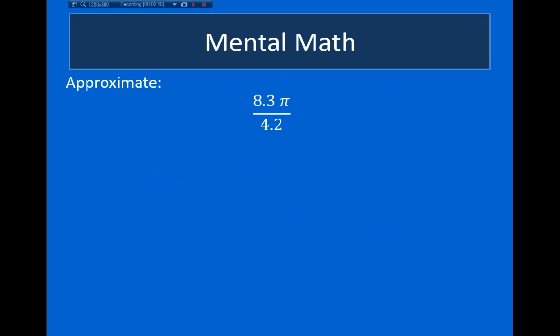So let's go ahead and consider a simple example. We're asked to approximate this value here. So again, we'll just round. 8.3, we'll round that to 8. Pi, we round that to 3. Denominator here, we'll round that to 4. So this is just going to be equal to 6.